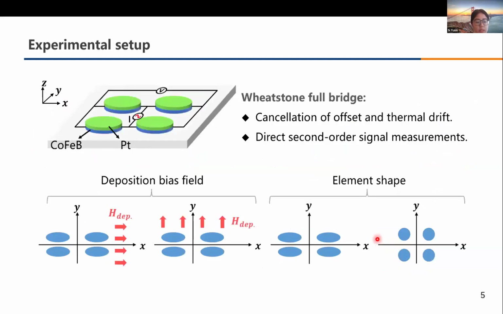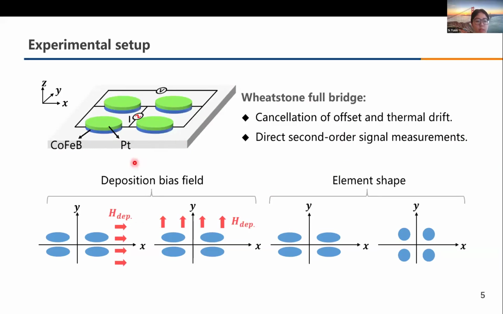Our study is based on cobalt-boron and platinum bilayers. Instead of using lock-in devices, we pattern our samples into a Wheatstone bridge. The Wheatstone full bridge can help to cancel out the offset, the thermal drift, and the first order signals. It allows us to directly measure the second order USMR and ANE signals from the voltage output.